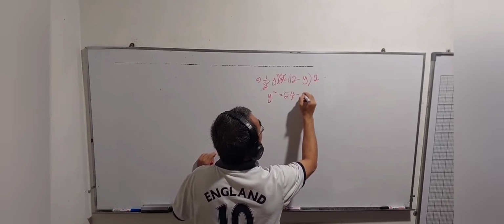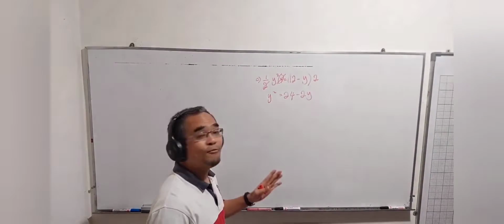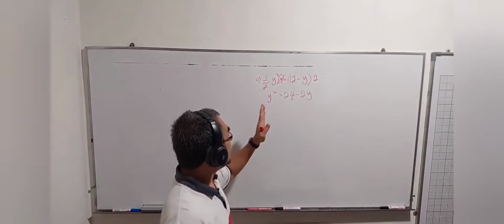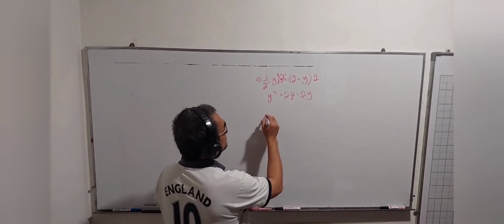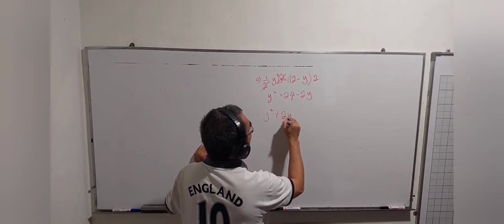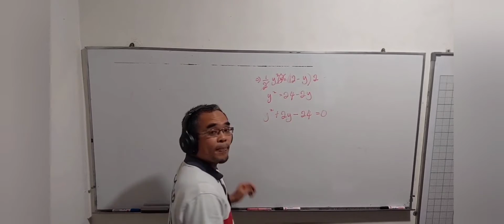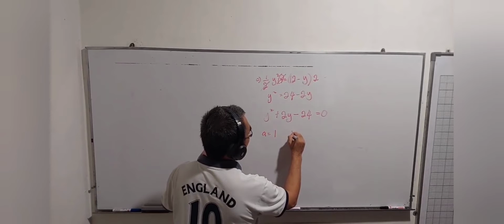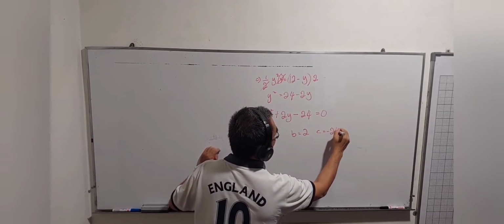2 times y will be -2y here, and then you have to change it into general form, meaning you have to move it to one side. Which side? Is it left or right? It's okay, both, but in this case I will move everything to the left side. So plus 2y, then minus 24 equals 0. Then write down A equals 1, B is 2, and C is negative 24.